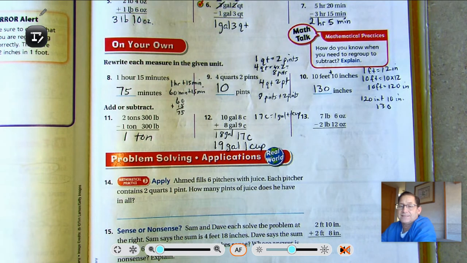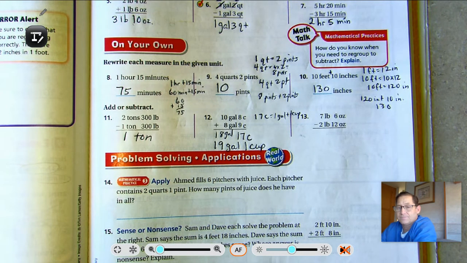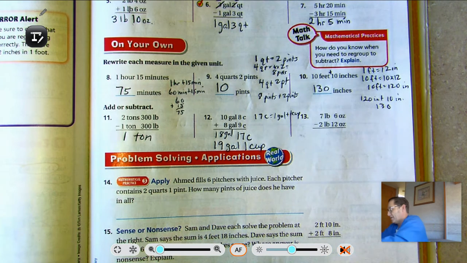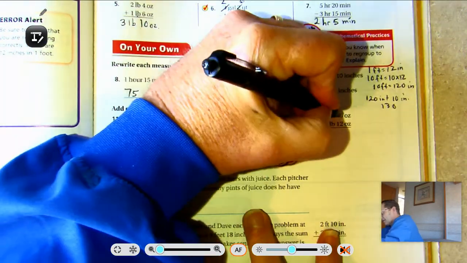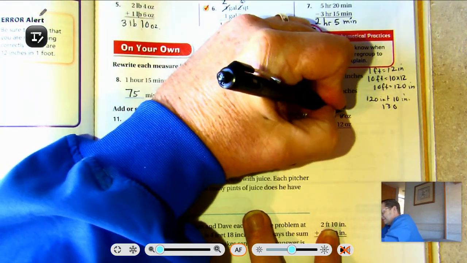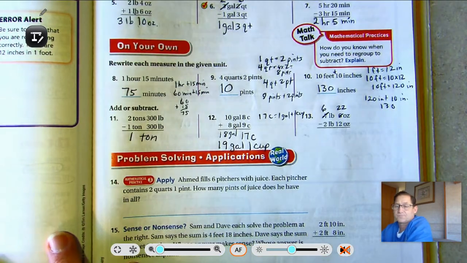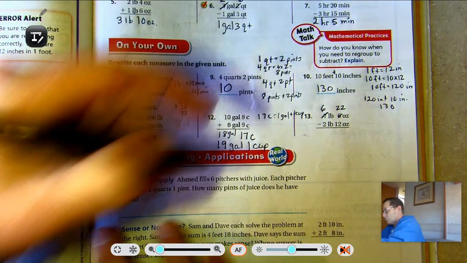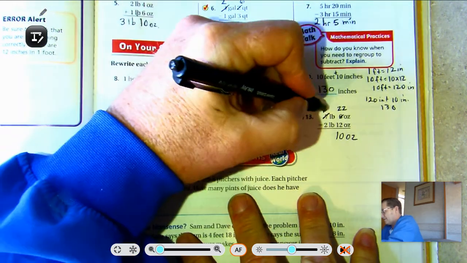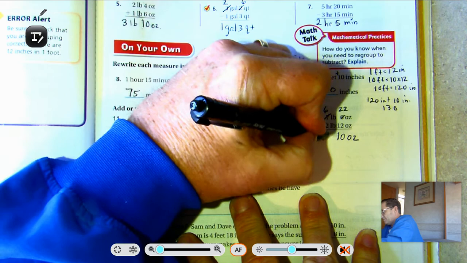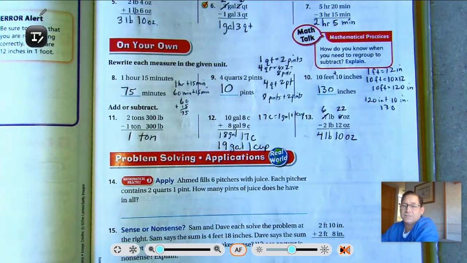All right, 13. 6 ounces, take away 12 ounces. Okay, we can't do that, right? But we can take one of the pounds which is 16 ounces, and add that to the 6 ounces. So let's cross out 7 pounds and make it 6 pounds. 16 plus 6 is 22. 22 ounces, take away 12 is 10 ounces. 6 pounds, take away 2 pounds. 4 pounds, 10 ounces.